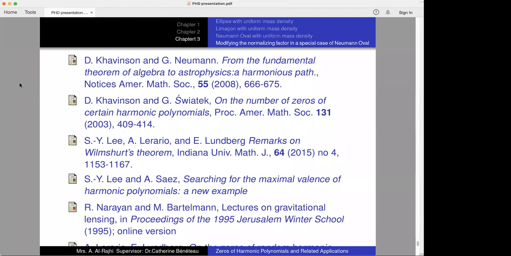I believe that for Neumann Oval, I can't remember his name, this guy, Lundberg? Yeah, he did some research for Neumann Oval in R4. Interesting. Yes, I believe so. It was in his thesis, with Dr. Dima. Okay.